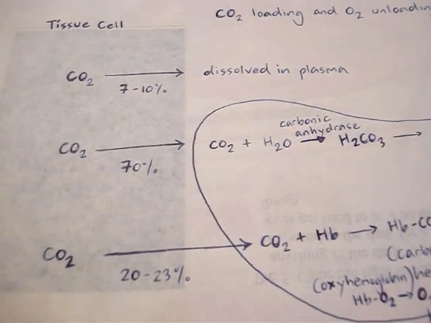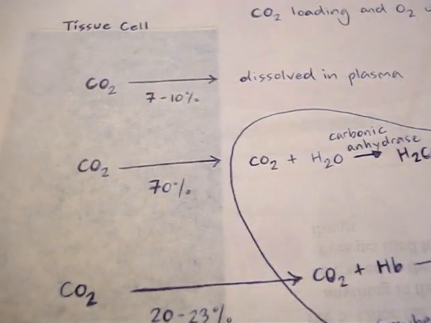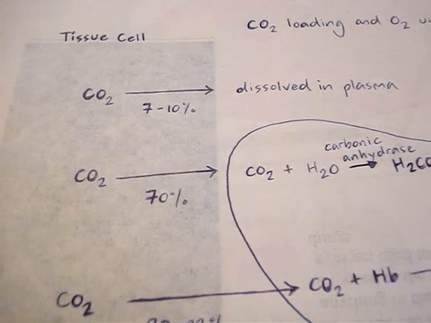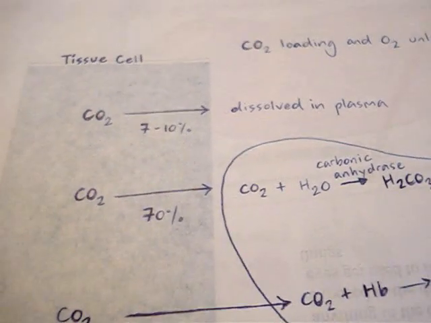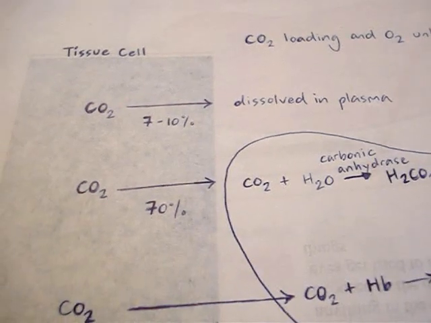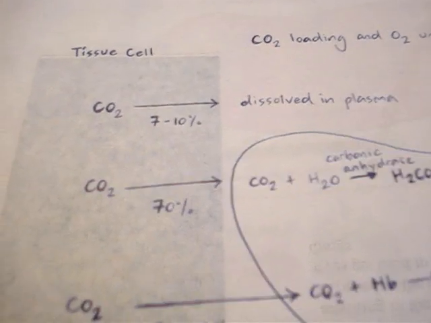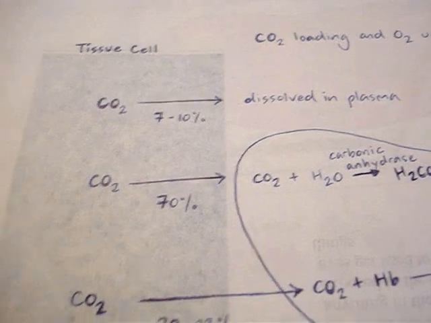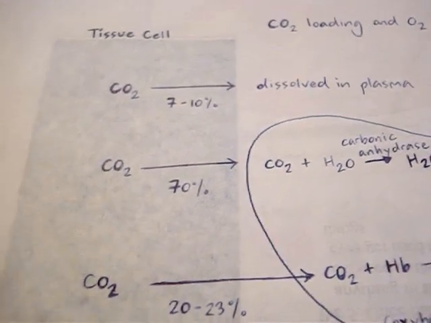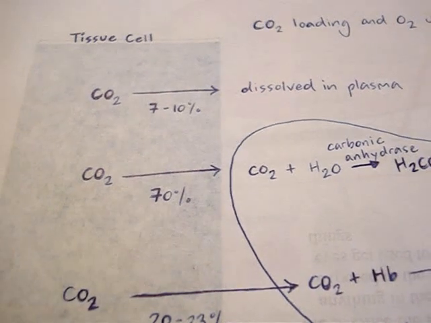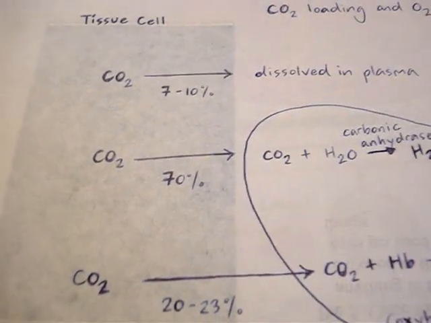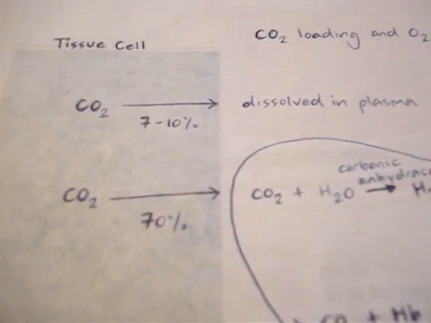I'm not so sure if you could really see it, but carbon dioxide is basically a waste product from, like I said earlier, cellular metabolism. Whenever we exercise, our tissue cells produce carbon dioxide as a waste product. So let's see where the carbon dioxide goes after it accumulates in the tissue cells.